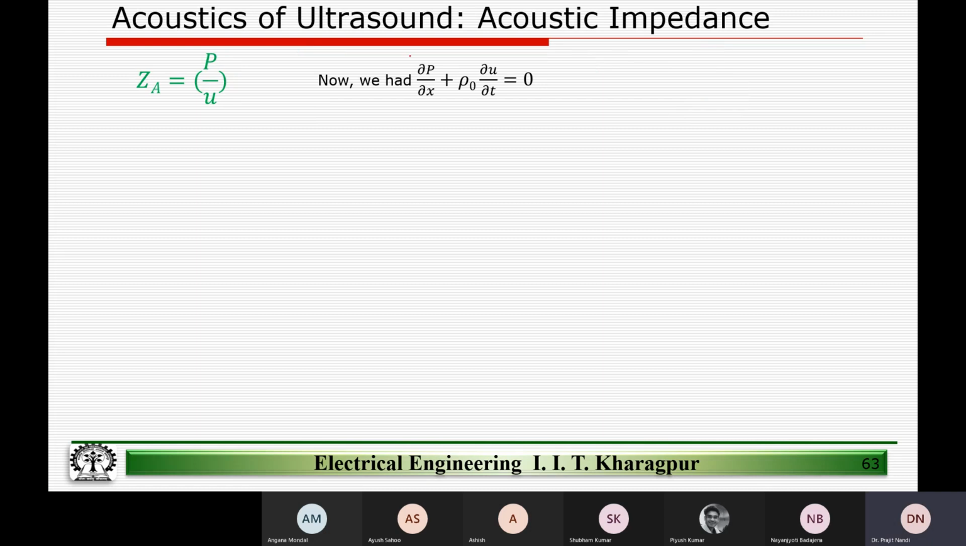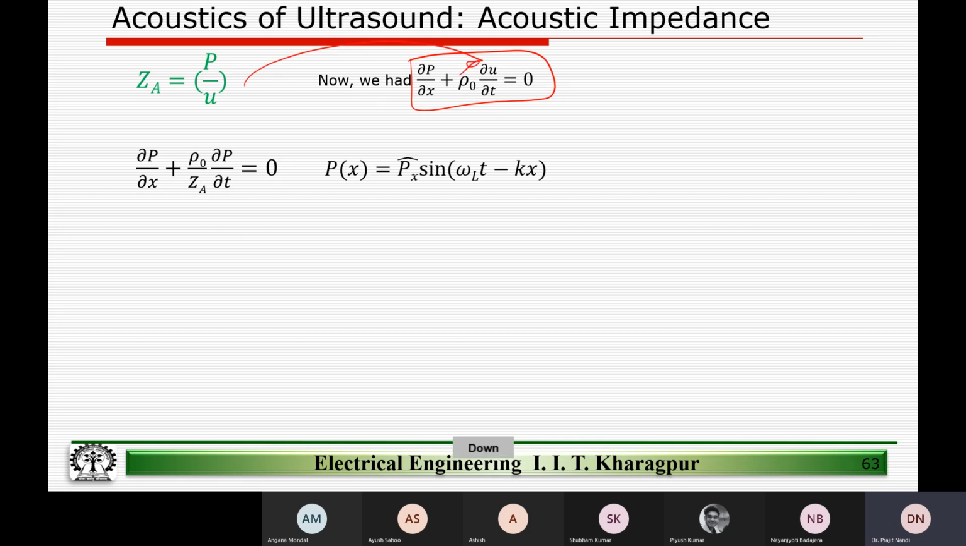Again, we had this relation from Newton's law. So now if I replace, ZA is given by P by U, right? So in this equation, which we got from Newton's law, we are replacing U from this equation. U is nothing but P by ZA. I've just put this here, I land up with this, and now I'm getting pressure as a function of X.